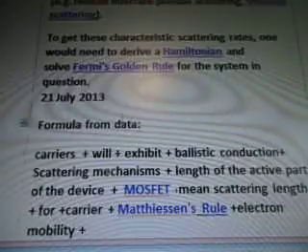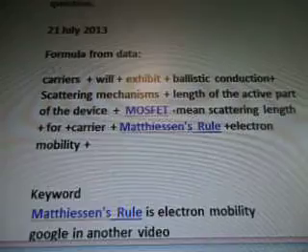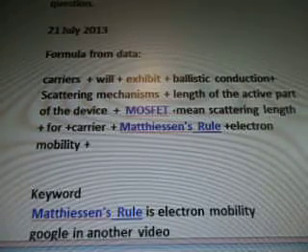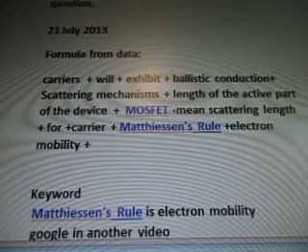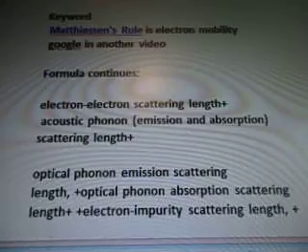So, July 21st, formula from the data. Carriers will exhibit ballistic conduction, scattering mechanisms. Length of the active part of the device is MOSFET. Mean scattering length for carrier, Mathiessen's rule, electron mobility. The keyword Mathiessen's rule is electron mobility. I'll Google it in another video. Formula continues.